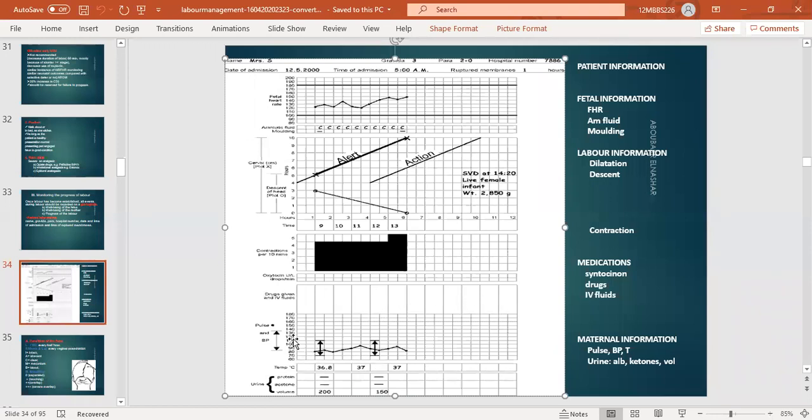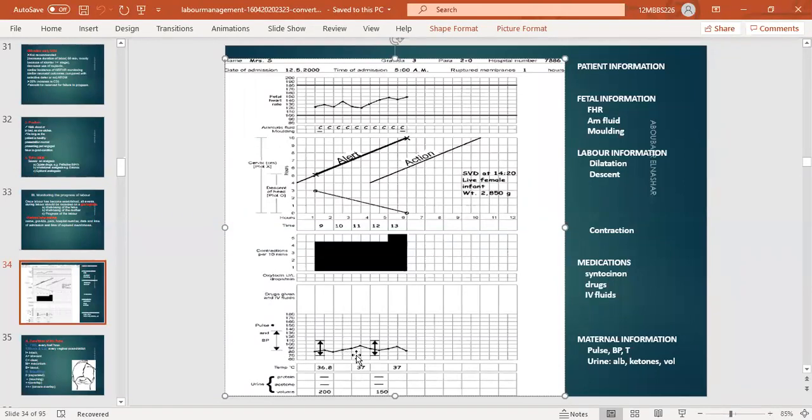Then this column indicates the blood pressure of the patient. What is the pulse? This is the maternal monitoring, and the other is the fetal monitoring. This column shows the maternal monitoring: what is the patient's blood pressure, pulse and temperature. This is the blood pressure. Normally it should be 120 by 80 or 110 by 70, which is a normal blood pressure.